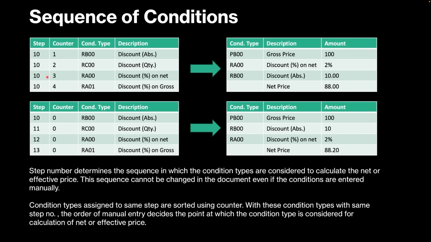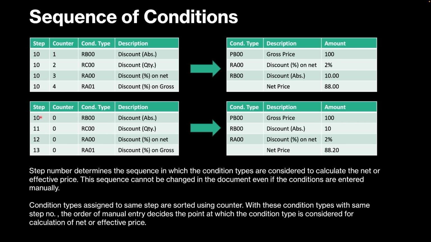So in the first example, you can see that all these discounts are there with the same step. Whenever you have condition types arranged under the same step, the sequence will be decided based upon how you enter them manually in the pricing. So if you first enter RA00 as 2% and RB00 as 10 rupees, the system will first calculate this 2% on 100 rupees and then deduct this 10 rupees. So you will have 98 here, and then minus 10, the net price will become 88 rupees. Okay, and this could happen only because you had all these conditions under the same step.